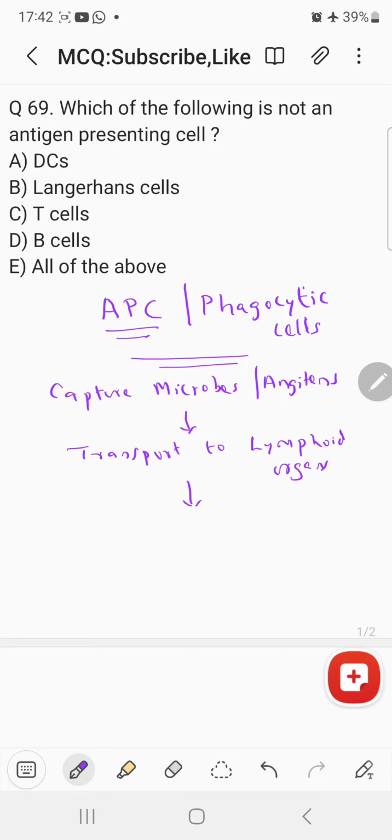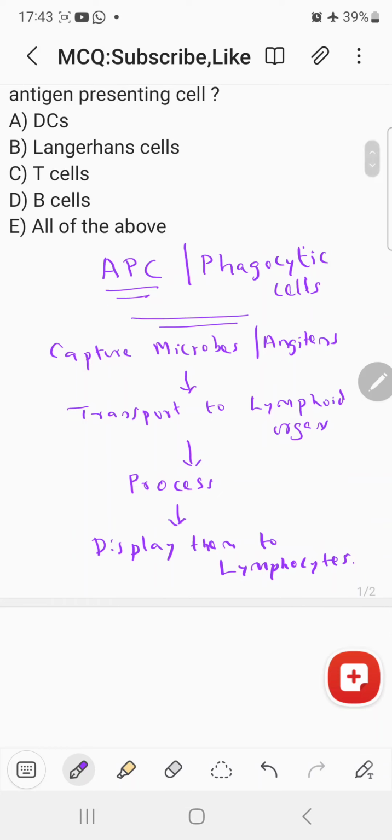After this, the antigen presenting cells process these microbes or antigens. Finally, they display the processed antigens or processed microbes to the lymphocytes. And that's how immune activation or immune suppression would happen. This is the normal function of antigen presenting cells, also called phagocytic cells.